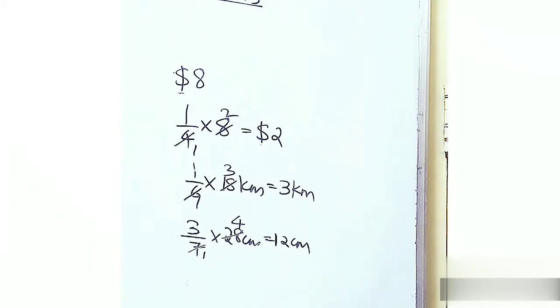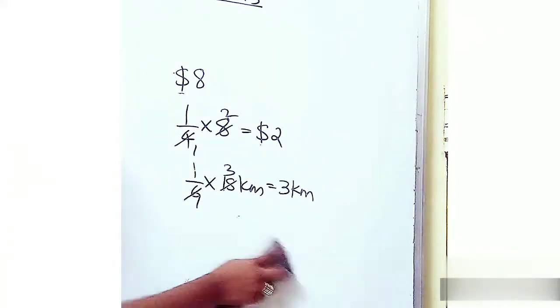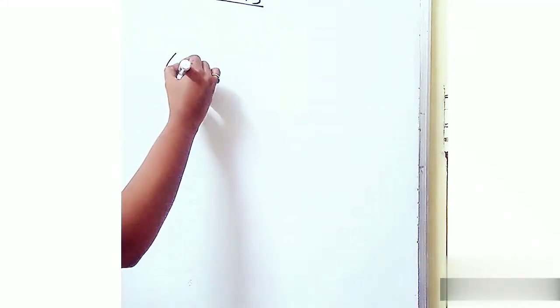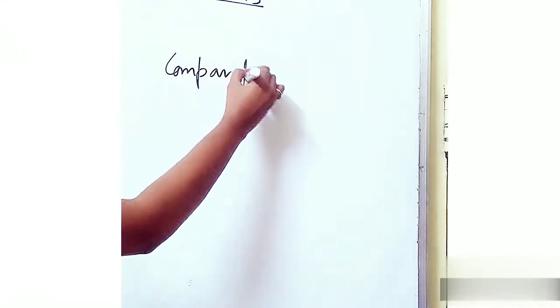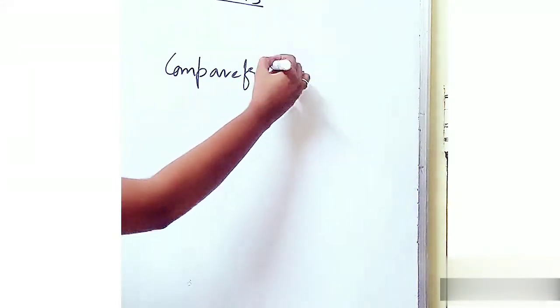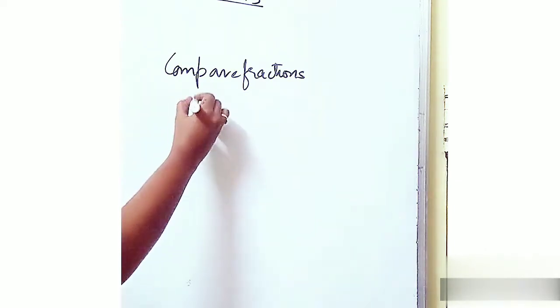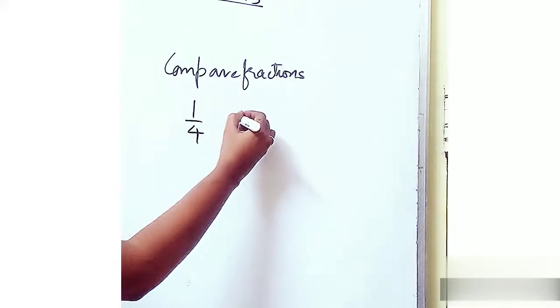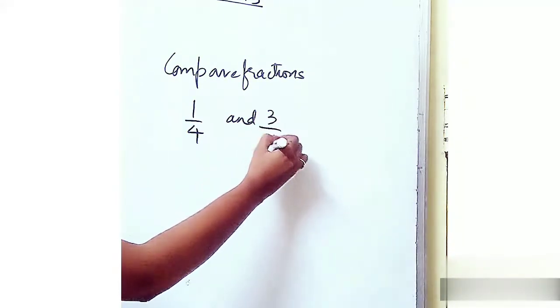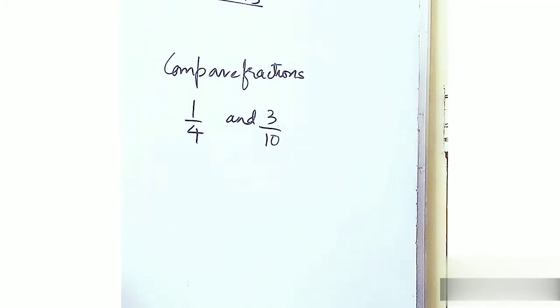Okay, students. How to compare the fractions? Now, to compare the fractions, for example, I am talking about 1 upon 4 and 3 upon 10. Okay, 1 upon 4 and 3 upon 10. So what will it be? Students, it's very simple over here.